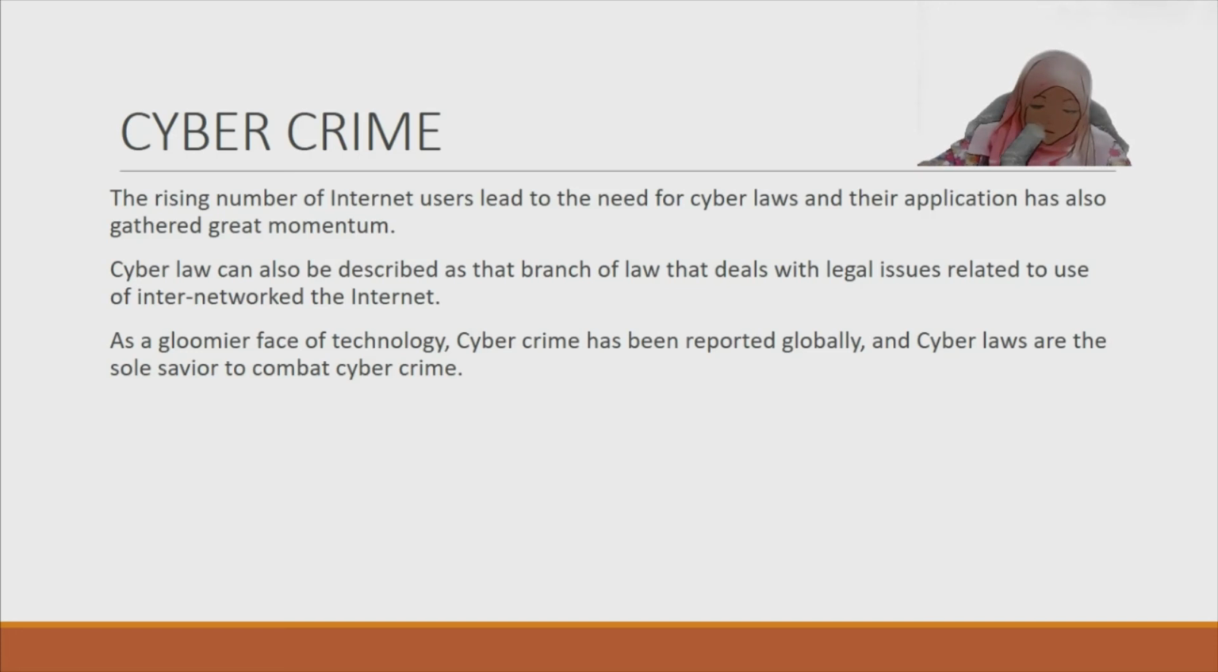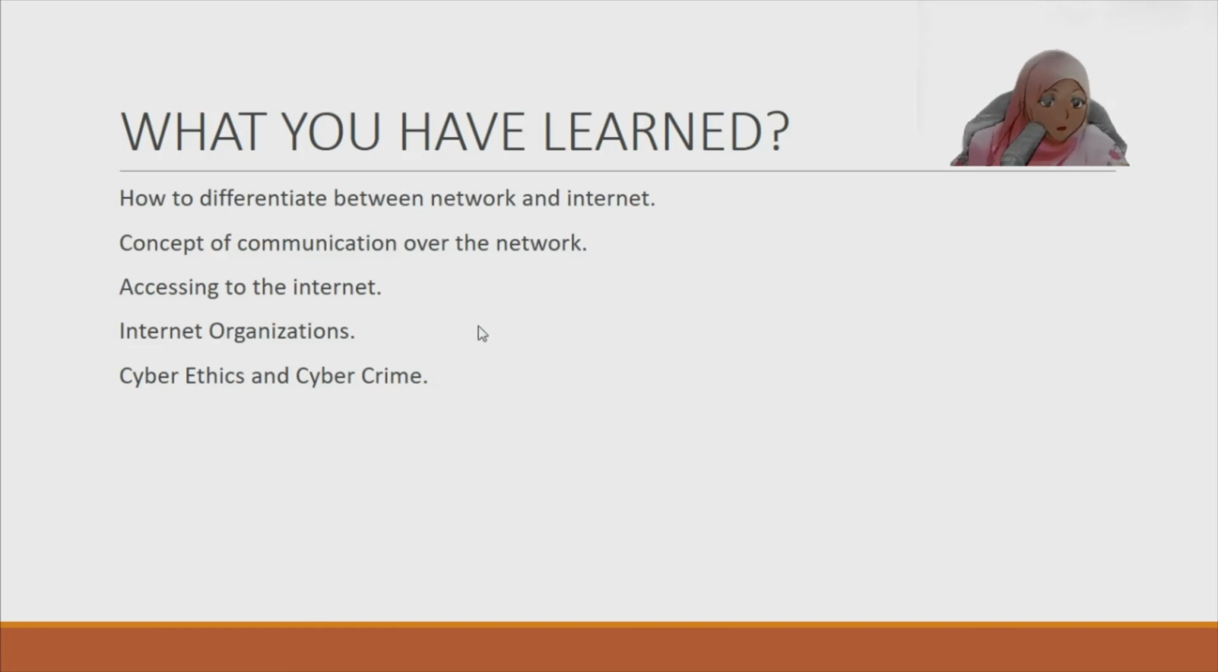So that's all for chapter 1. Hopefully in chapter 1 you have some idea about the internet. You know how to differentiate between the network and the internet. You know about the concept of communication over the network and accessing the internet, several internet organizations such as W3C, ICANN, and ISO, the organization that developed the OSI model, as well as cyber ethics and cyber crime. What are the best practices of a cyber smart citizen? So that's all for chapter 1.